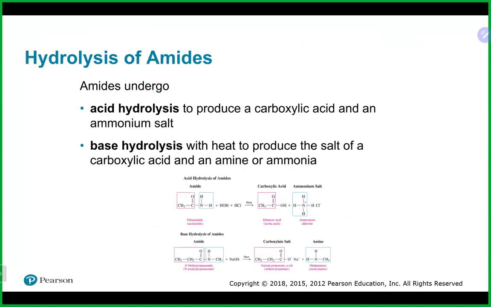Amides undergo basically two reactions. They undergo acid hydrolysis and also base hydrolysis. And these are really, as you can think about it, breaking them apart. So kind of similar to what we saw with esters, we could break these guys apart using an acid, and that produces a carboxylic acid and a salt.